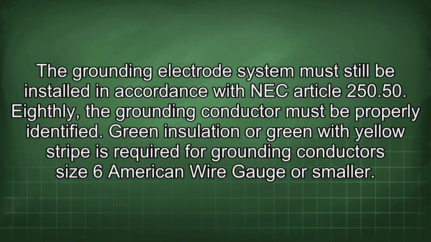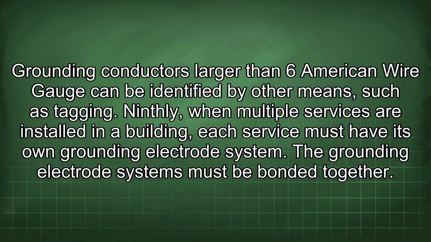Eighthly, the grounding conductor must be properly identified. Green insulation or green with yellow stripe is required for grounding conductors size 6 American wire gauge or smaller. Grounding conductors larger than 6 American wire gauge can be identified by other means such as tagging.